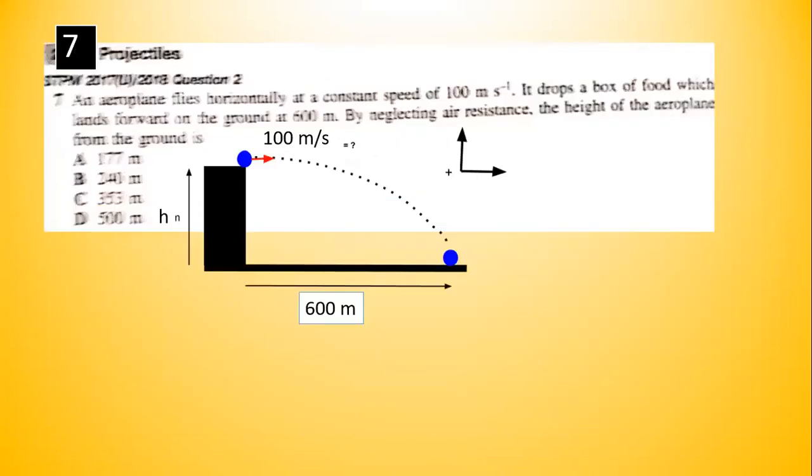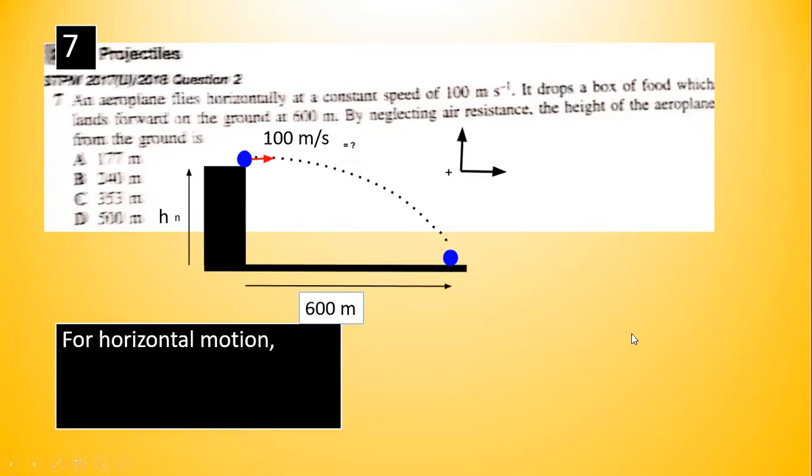Aeroplane flies horizontally at a constant speed of 100 meters per second. It drops a parcel of food which lands forward on the ground at 600 meters. By neglecting air resistance, the height of the aeroplane from the ground is? Can use the same idea. Throwing a ball horizontally, the same thing. 100 meter, there's your horizontal speed. This is your horizontal distance. So from the horizontal speed and horizontal distance, you can calculate the time. Consider horizontal motion first to calculate the time. Remember, it's uniform velocity, so it's x divided by u. Calculate out. X is 600, u is 100.